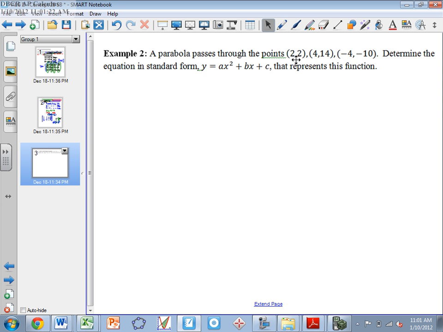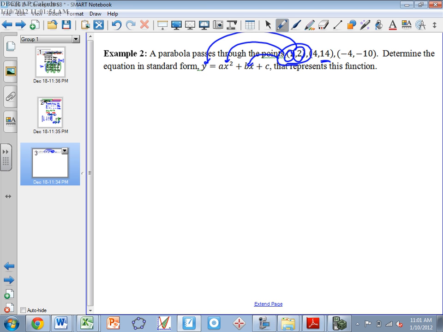Now, based on those 3 points that I'm given, if I plug them in, I will get a matrix. So let me go ahead and do that. So if you plug in the 2, 2 here, this point right here, plug it into this equation. This 2 goes in for Y. This 2 goes in for all the X's. Over here, this 14. The 14 goes in for Y. The 4 goes in for the X's. The negative 10 goes in for Y. The negative 4 goes in for the X's. So I'm going to do this 3 times real quick.